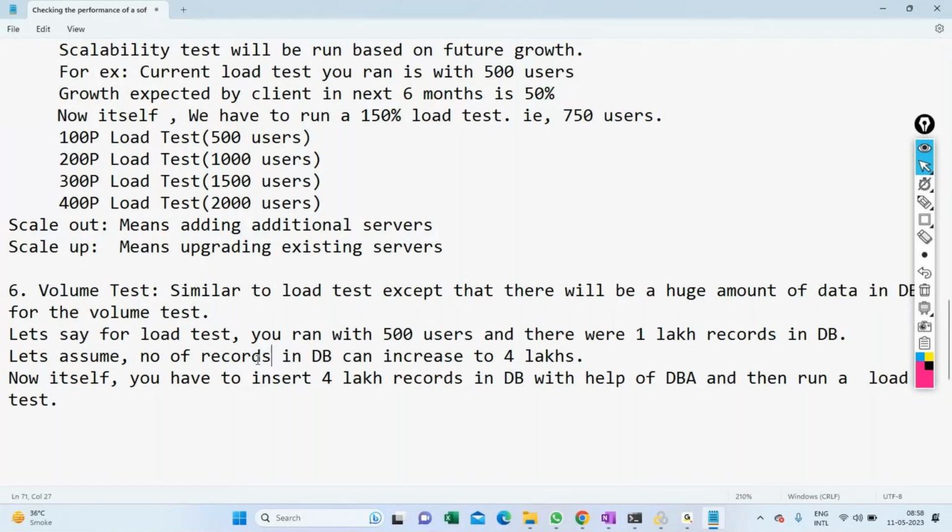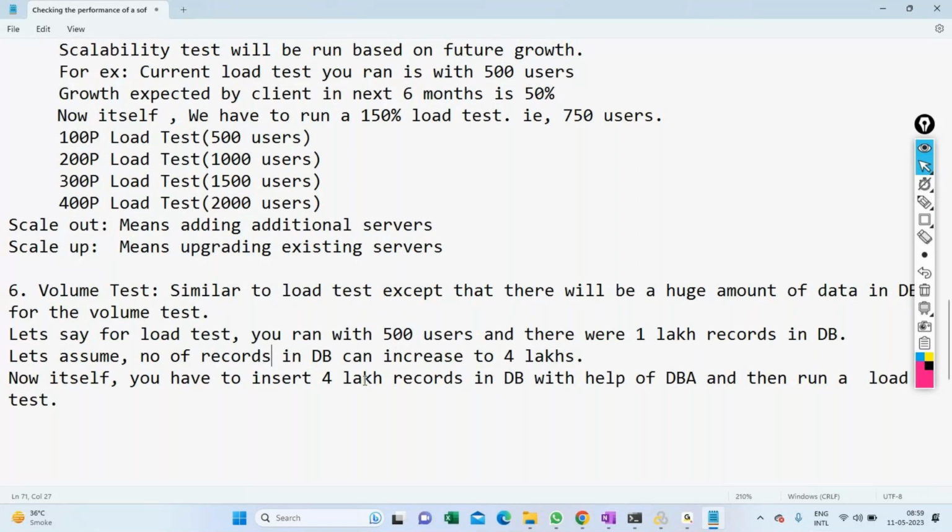When is this volume test recommended by the client or from our team, because as you mentioned, it is similar to the load test? So when exactly will this be performed? Load test or volume test? Sorry, volume test. Okay.